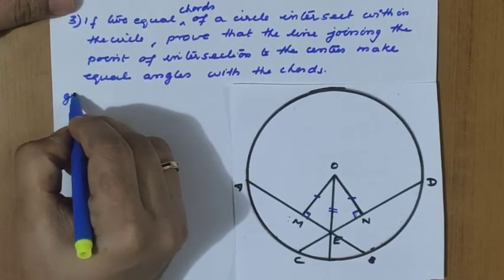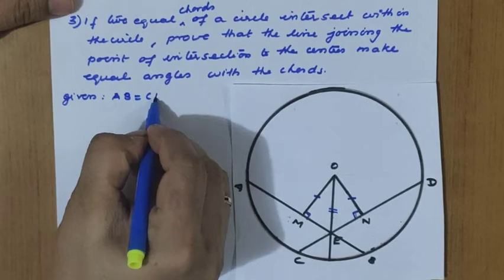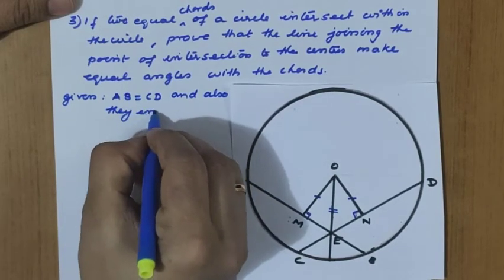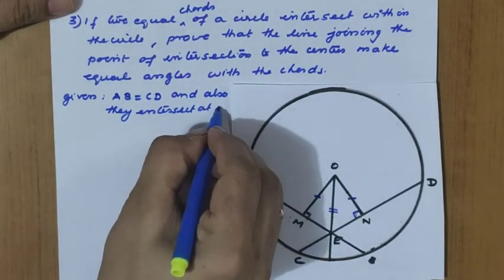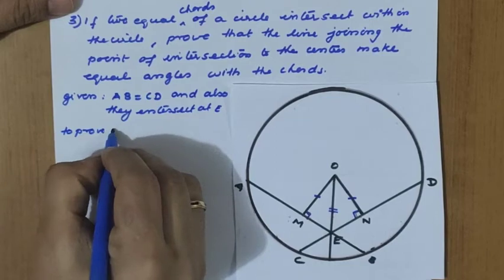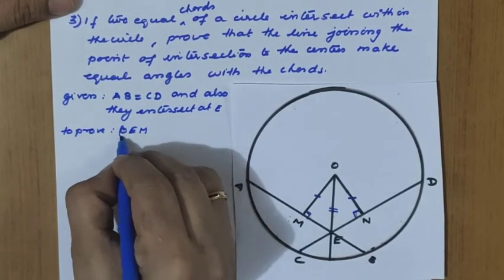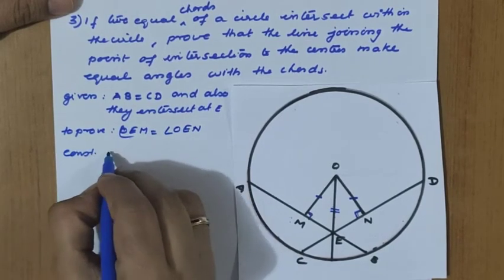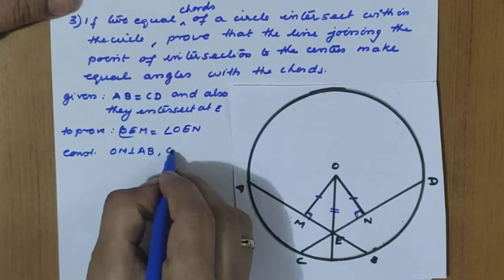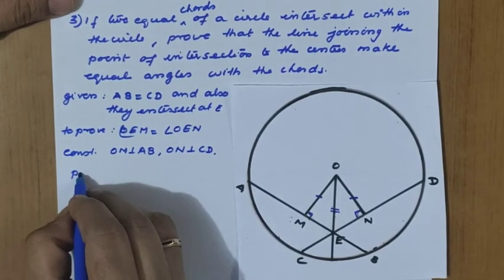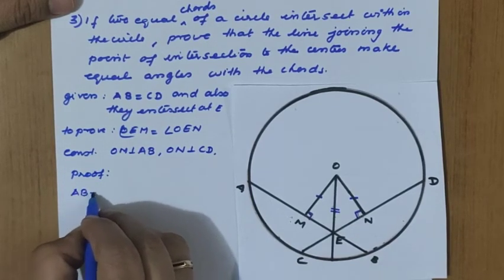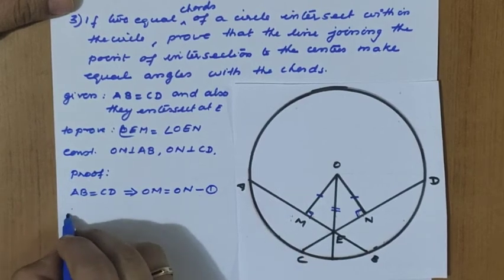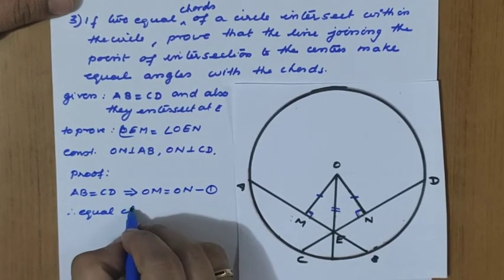With the chords only, those angles we should prove equal. So given: AB equal to CD, and they intersect at E. To prove: angle OEM equal to angle OEN. Construction: OM perpendicular to AB, ON perpendicular to CD. Proof: AB equal to CD. So what can you say about OM and ON? OM equal to ON. Equation number 1, because equal chords are equidistant from the center.